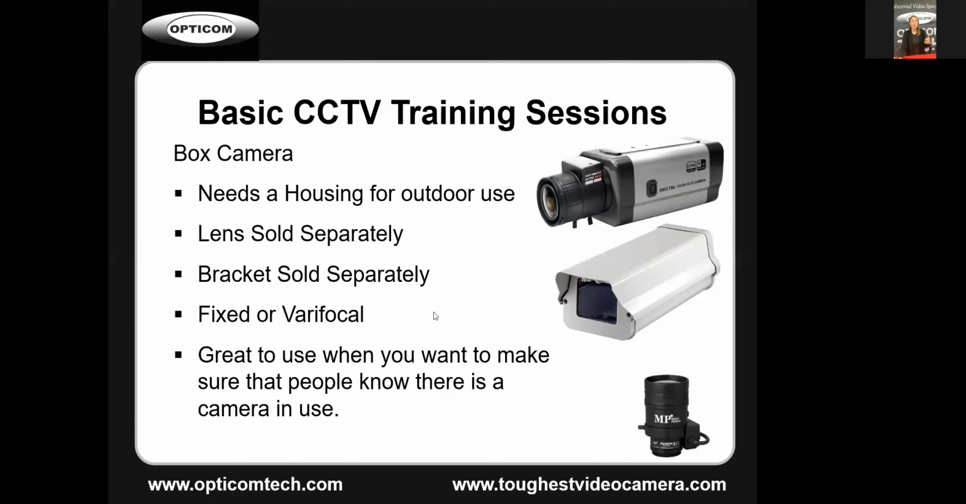So what you want to do is go with an auto iris varifocal lens typically, but it does not come with the camera. You have to order it separately, again, from anyone, if it's us or if it's somebody else, that's just kind of the way it is. But that's a box camera. So it's great to use when you want people to know that there's a camera there.